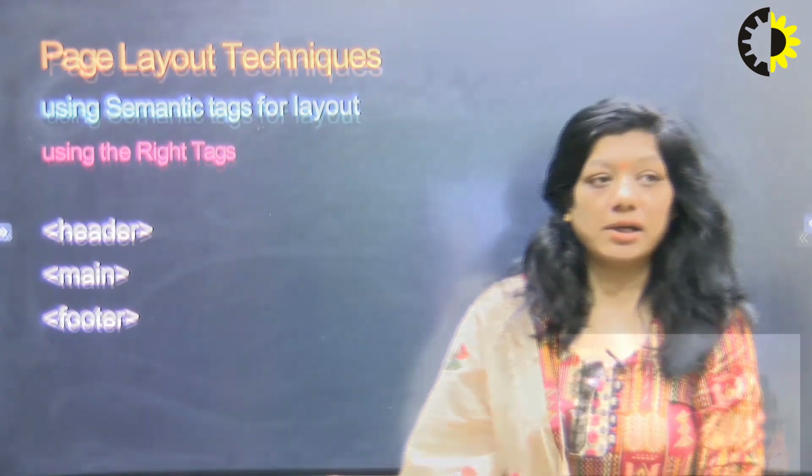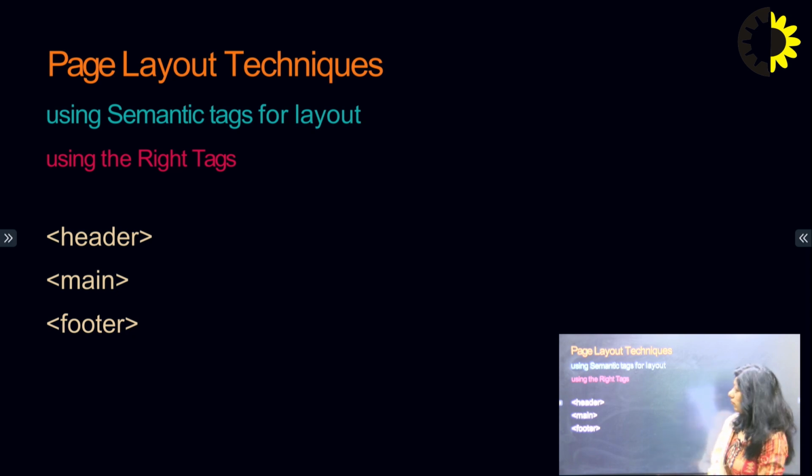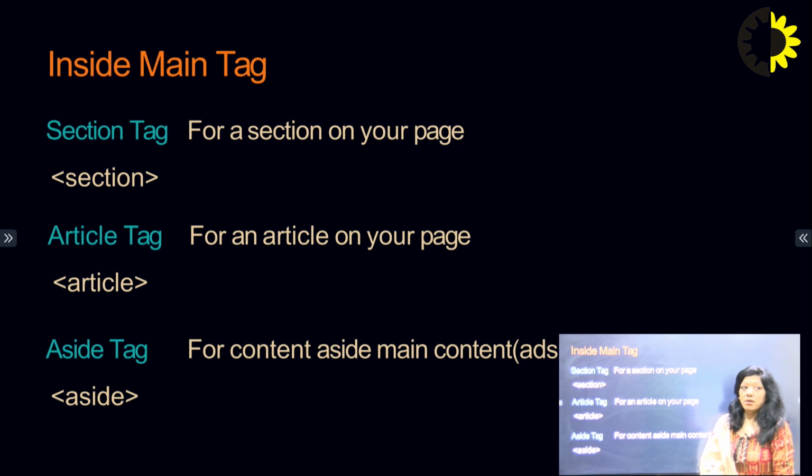So what are page layout techniques? Basically, page layout technique uses semantic tags to lay out the page. We have basically three tags: header, main, and footer. Inside the main tag, we use three tags. First is section, second is article, and third is aside.